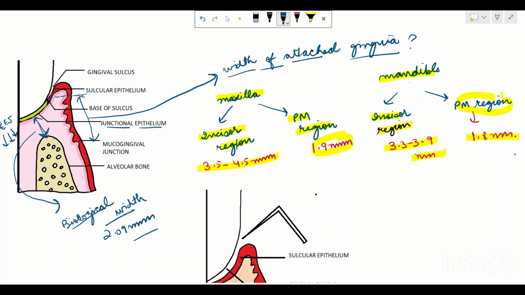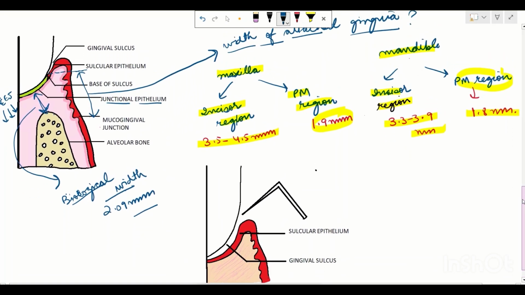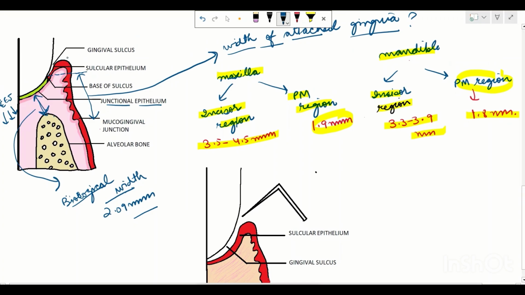Now coming to the gingival sulcus. What is the gingival sulcus? It is a shallow crevice. Here you can see this is a shallow crevice or V-shaped space. This is your sulcus, the gingival sulcus.